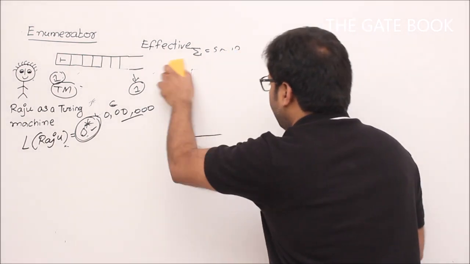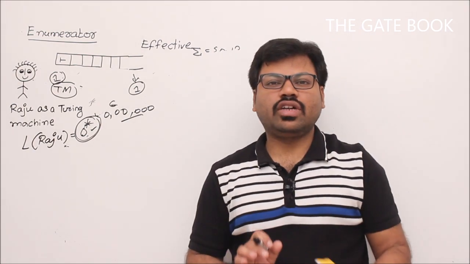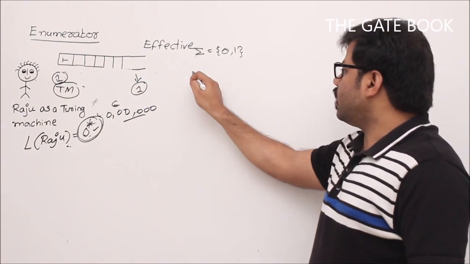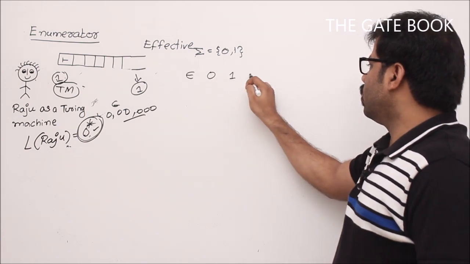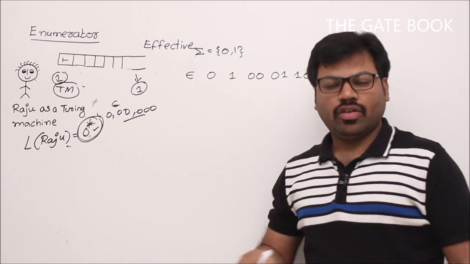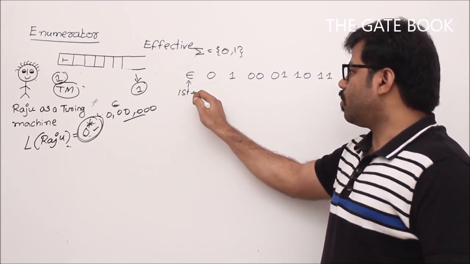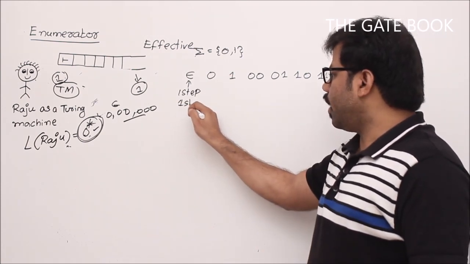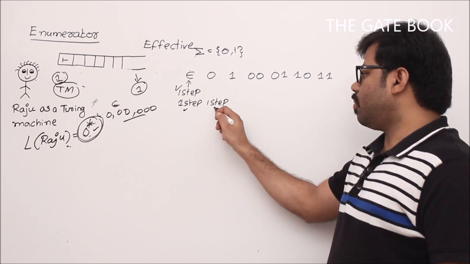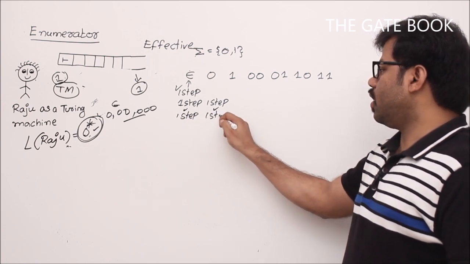I will tell you the technique in a pictorial representation. You understand the idea, but you don't know the order in which we have to run our inputs so that we can effectively enumerate all the strings accepted by Raju. Let's say these are all your inputs: epsilon, 0, 1, 00, 01, 10, 11. Rather than looping on a particular input, we don't give that chance to that code. We run one step on epsilon, then one step on epsilon a second time, then one step on 0. So the first step is on epsilon, the second step on epsilon, the third step on 0. Next time, the fourth step will be again here, one step here, one step here, one step here.